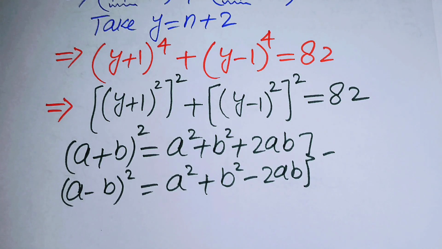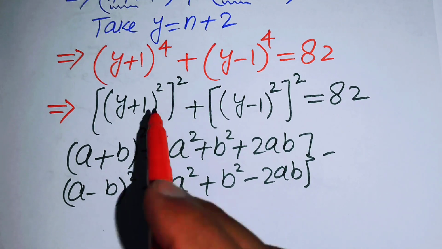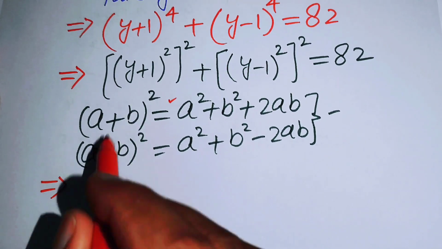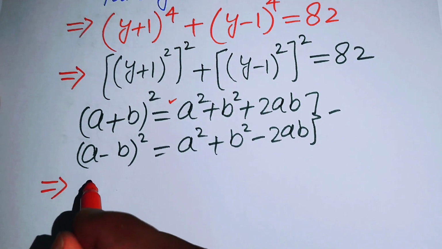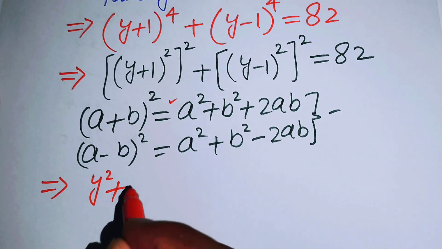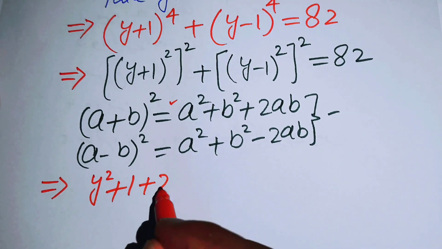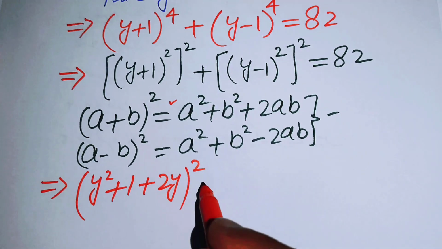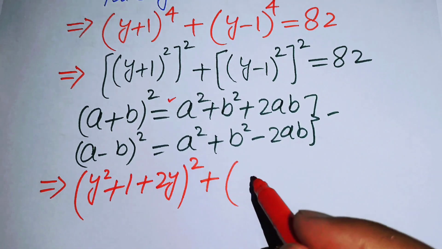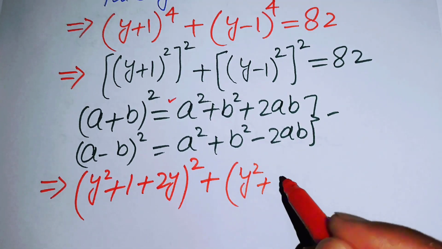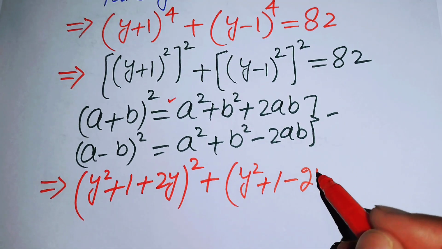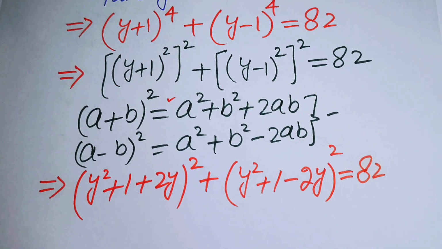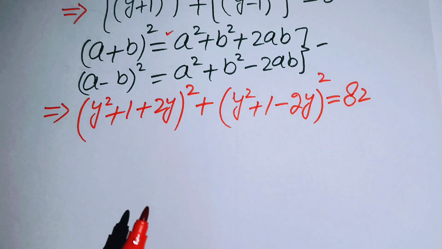So now first I can apply this formula on the first expression, so that the first expression will be written as: (y + 1)^2 is equal to y^2 + 1^2 + 2y, and its whole square, plus similarly here you have (y^2 + 1^2 - 2y) and its whole square, and this whole expression is equal to 82.